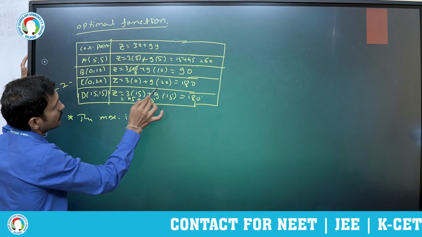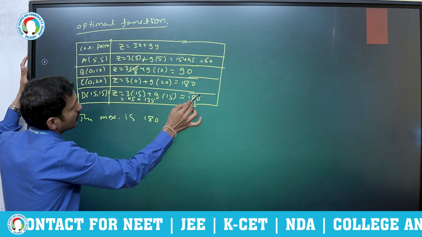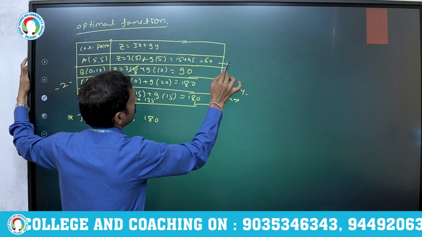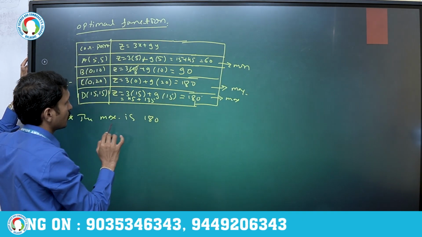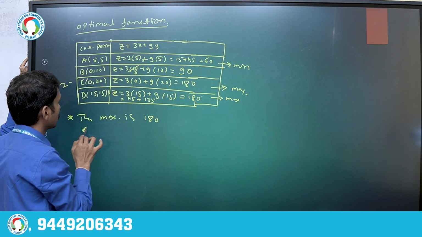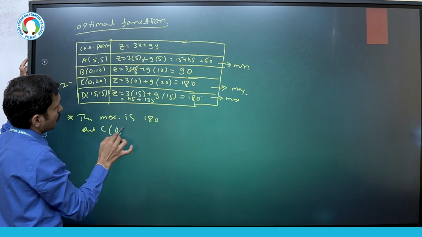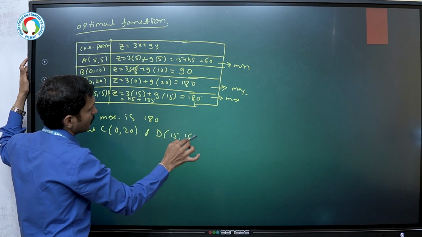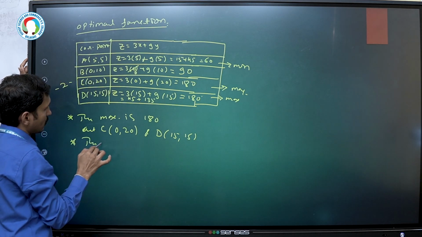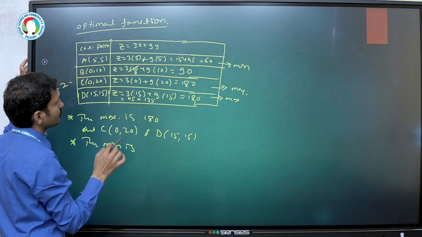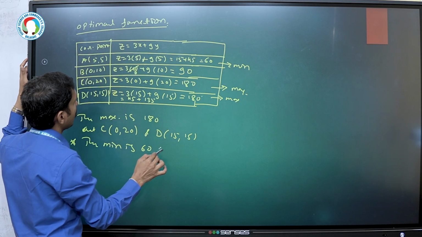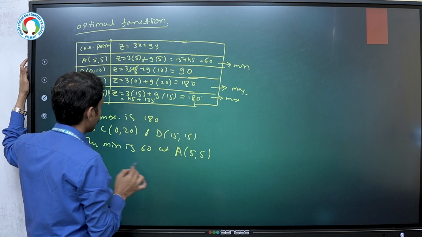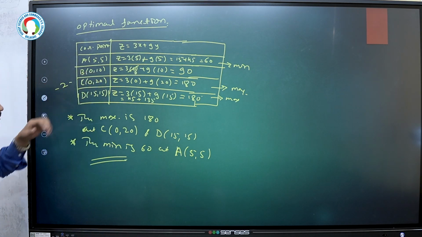maximum, which is 180. Here it is maximum, and here it is minimum. So the maximum is 180 at C of 0, 20 and D of 15, 15, and the minimum is 60 at A of 5, 5. So this is our solution.